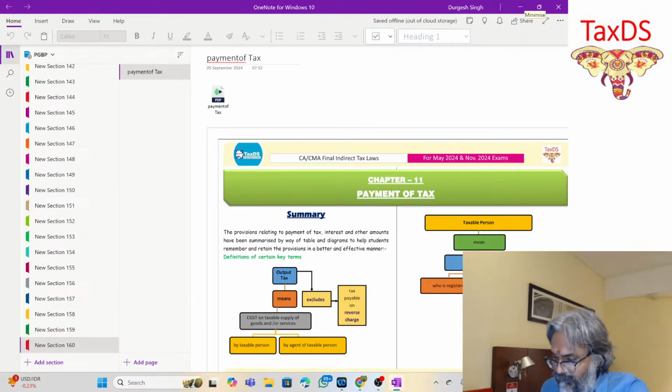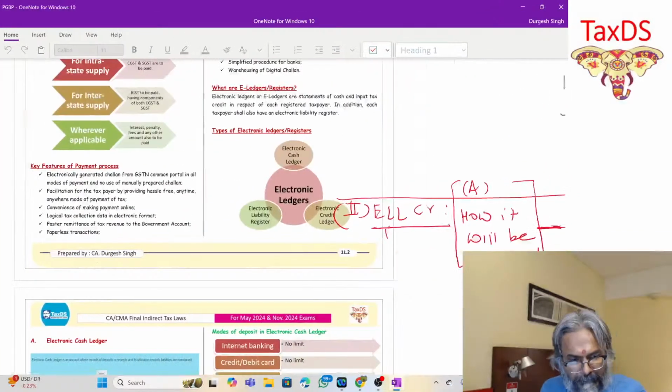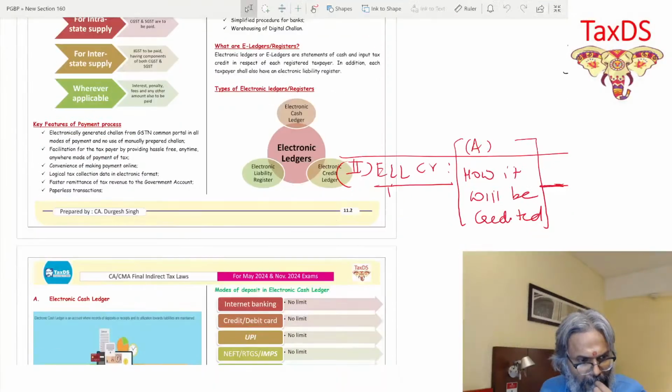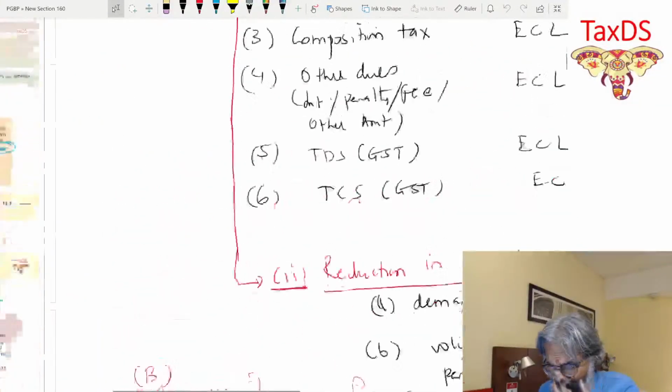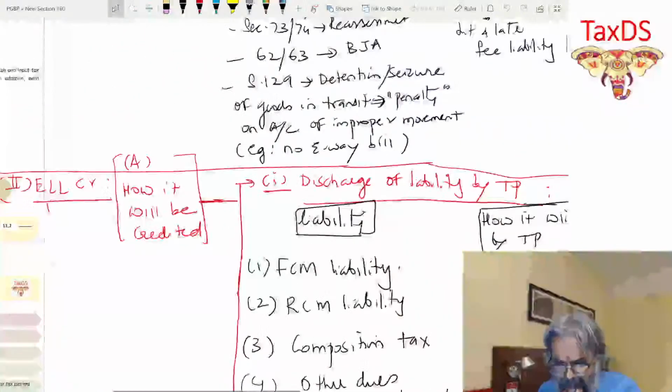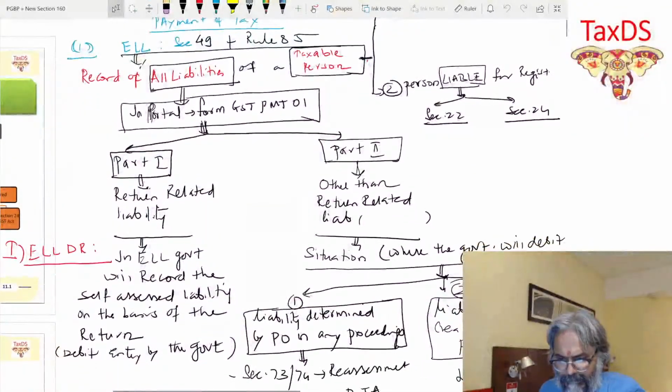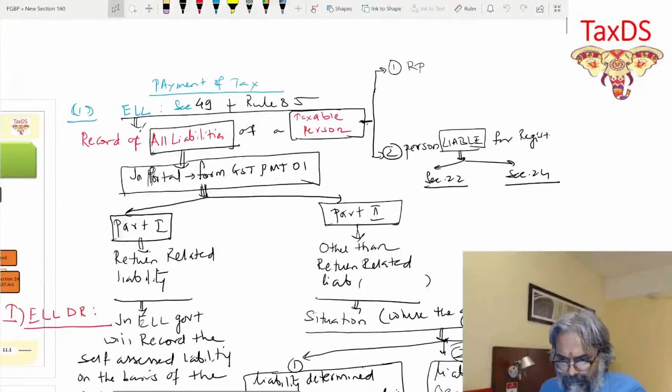So, the last session, students, that we have done. The final chart that we have prepared was on this particular part, the payment of tax, in this context, students.